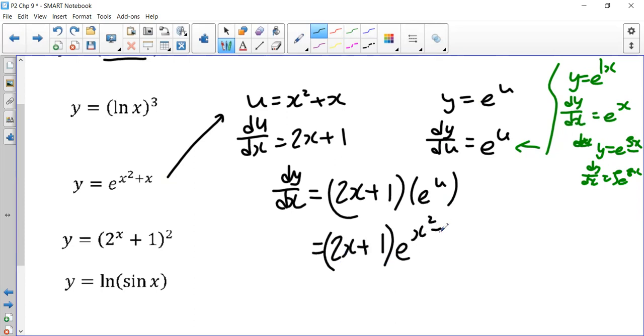U is x squared plus x. That's the answer. Okay, right, have a go. Question 4. If you forgot how to differentiate 2 to the power of x, refer back to chapter 9.2, the standard results of a to the power of x. Okay, pause the video, have a go at the question. When you're ready for the answer, you can press play.